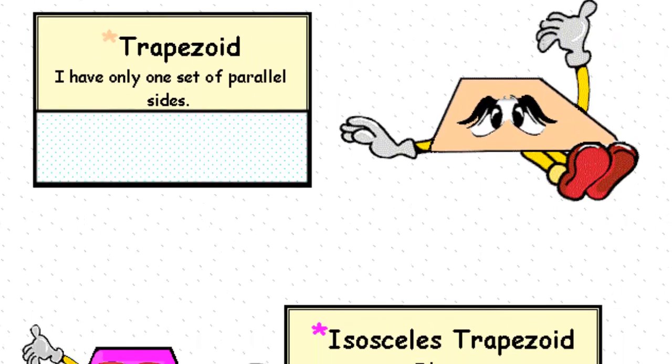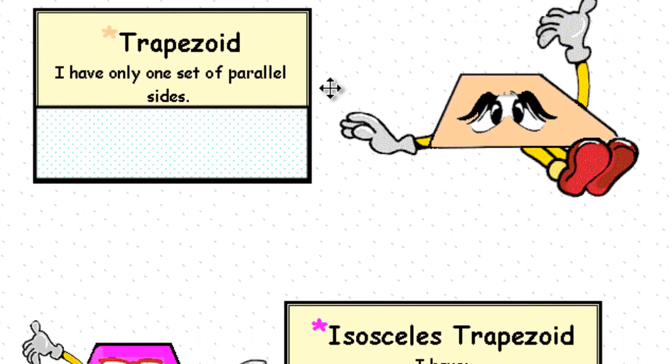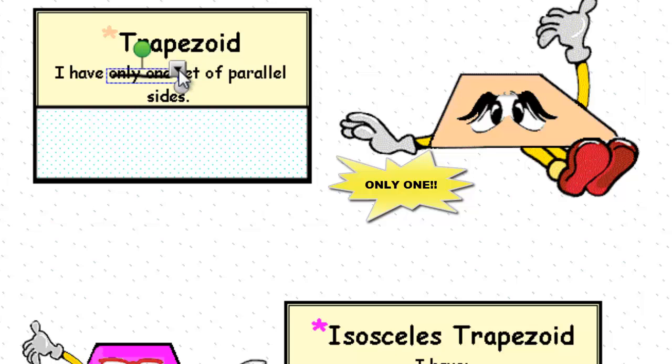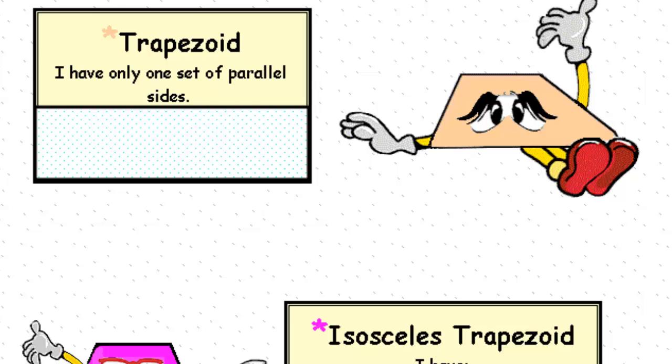So a trapezoid is a quadrilateral with only one. Only one. Very important. Only one. Oops, I didn't mean to check that out. I want to change that to a highlighter. All right. Anyway, only one set of parallel sides.